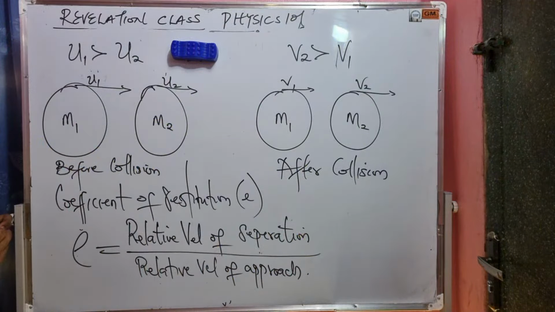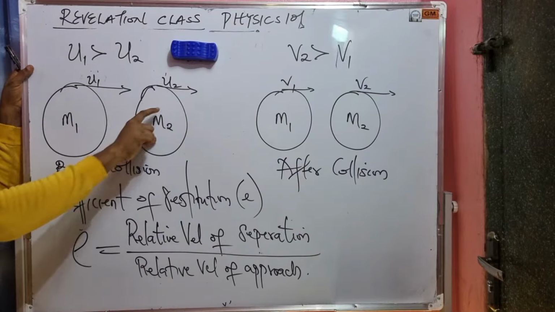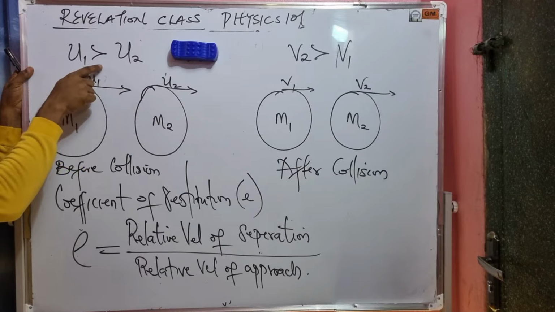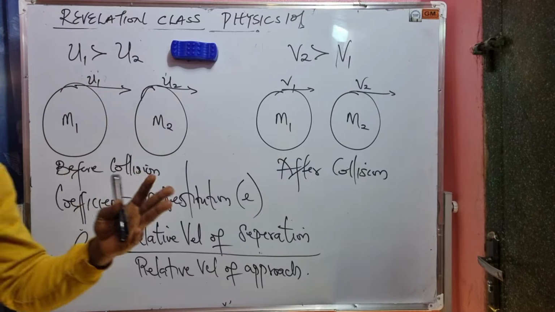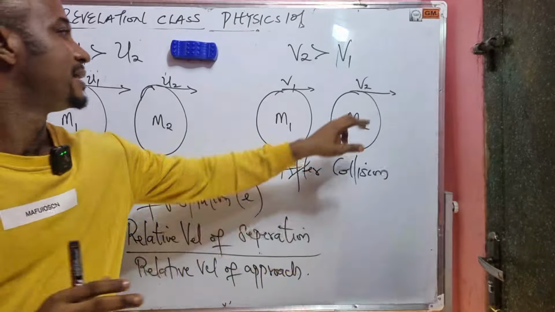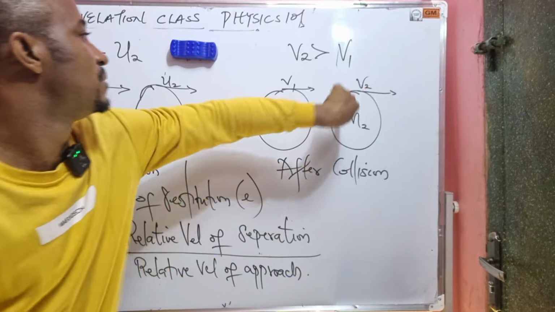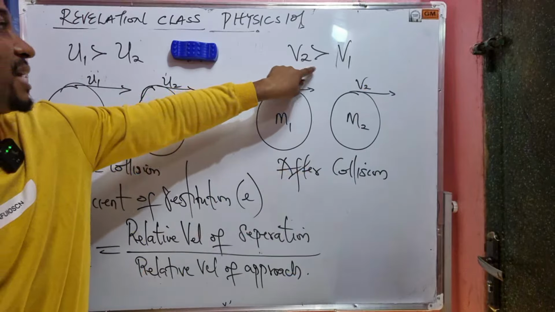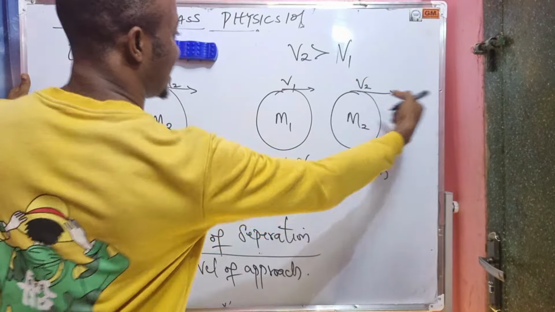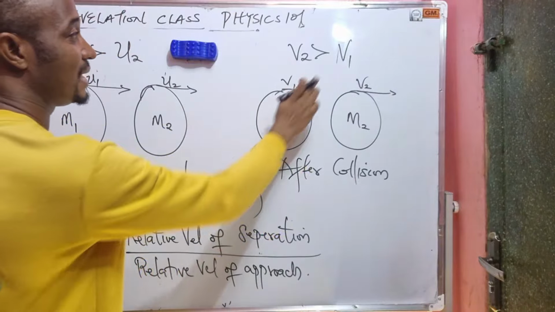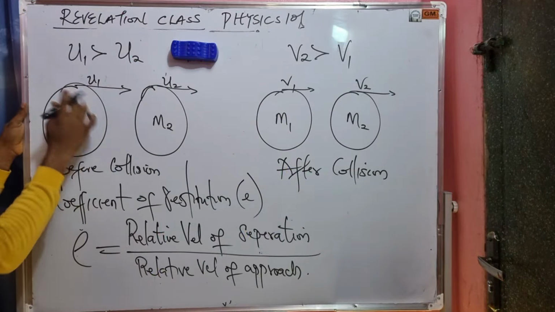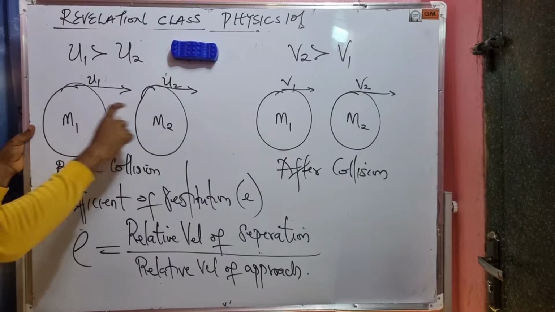How fast will M1 approach M2? For M1 to approach M2, the speed of M1, which is U1, must exceed U2. Now, as the two bodies are moving, for them to separate, to be apart, the speed of this M2 here must be greater than V1, for them to move apart from each other. So this other mass must exert a greater speed. So V2 must be greater than V1. We call this approach. Approach means M1 is approaching M2.